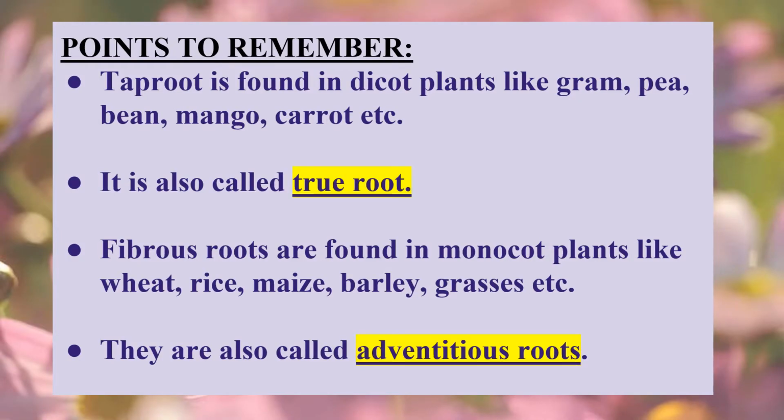Students, you must remember that taproot is found in dicot plants and they are also called true roots. And fibrous roots are found in monocot plants and they are also called adventitious roots.